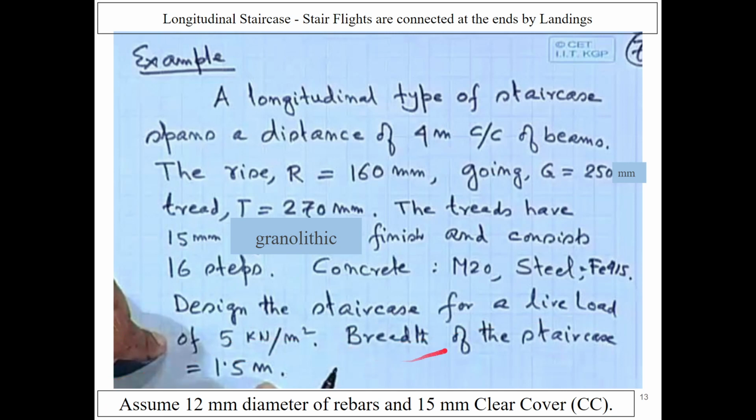Okay, and the breadth of the staircase is 1.5 meters. So the live load has been given as 5 kilonewton per meter square, and the breadth of the staircase is 1.5 meters. Let us assume 12 millimeter diameter of rebars and 15 millimeter clear cover. So we have to design a staircase based on the given conditions.